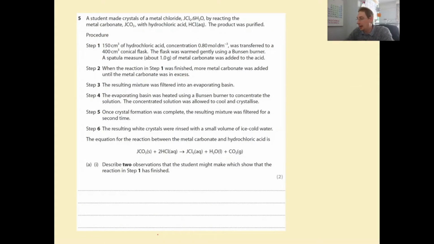Question 5. A student made crystals of a metal chloride, they're liking these ones, aren't they, JCl2.6H2O, by reacting the metal carbonate with hydrochloric acid. The product was purified. Okay, this is basically like your GCSE required practical.